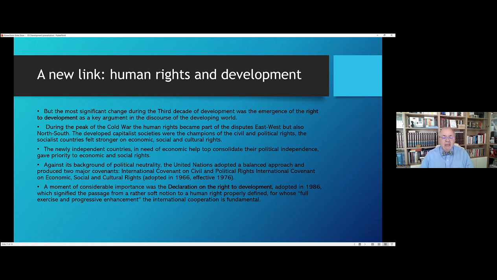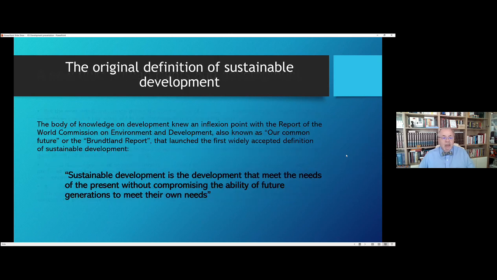The Western countries were champions of the civil and political rights. The socialist countries felt stronger on economic and social rights, while the independent countries also gave priority to economic and social rights. So the United Nations did its best by adopting two different covenants, one on civil and political rights and one on economic and social rights. Both were adopted in 1966 and effective 10 years later. And a consequence of this change of optics was the declaration of the right to development.